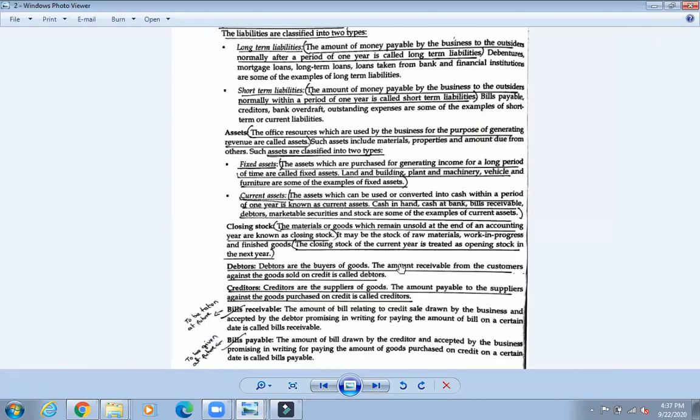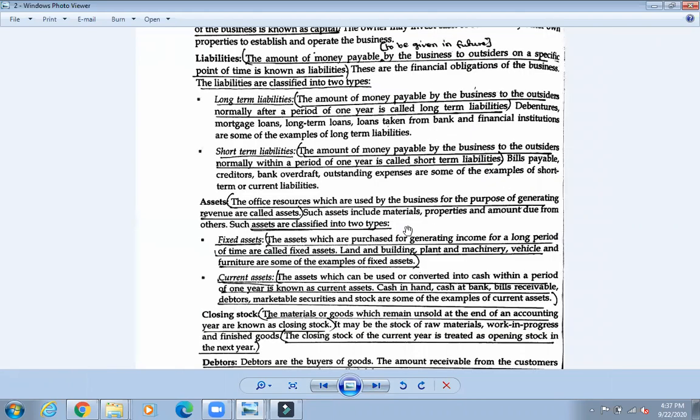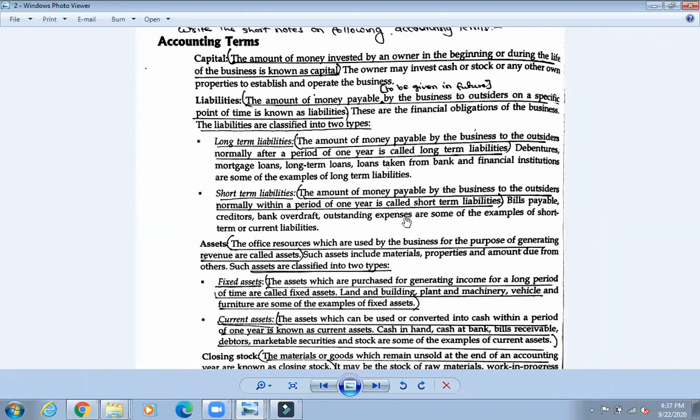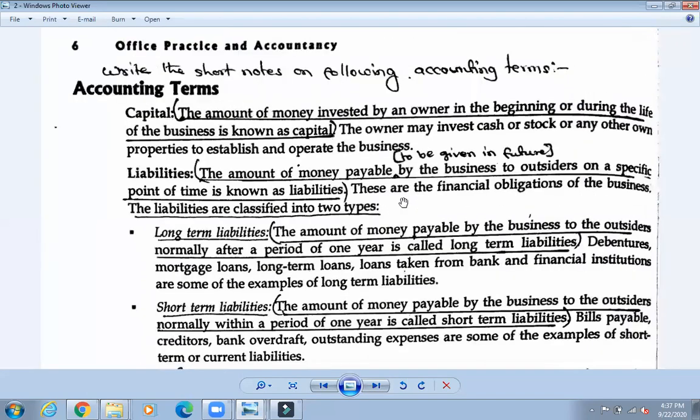So there are some accounting terms. We need to know some of the accounting terms today. Let us see how much we can complete today. Write short notes on the following accounting terms. Make the note on this topic for yourselves. And let us discuss what is capital, what is liabilities, because these are very important terms in accounts. These are the ABCD of accounts.